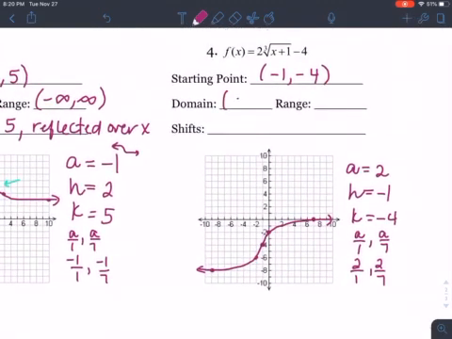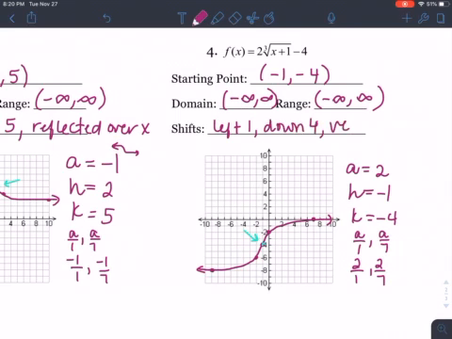My domain never changes. You should not miss this. My range never changes. My shifts, again, where did this pivot point move from? We went left 1, down 4. There was no reflection, but I have a vertical stretch of 2, and that's it.